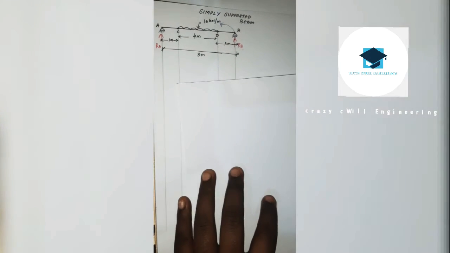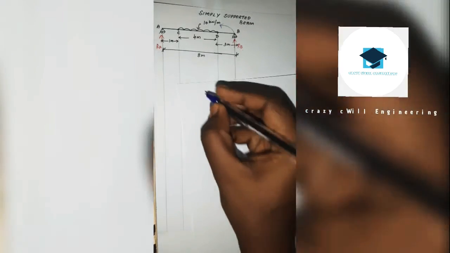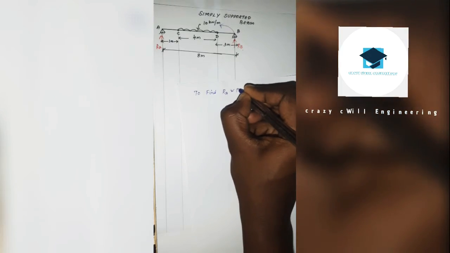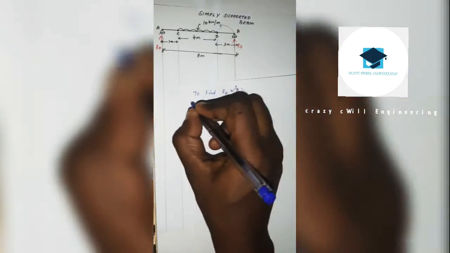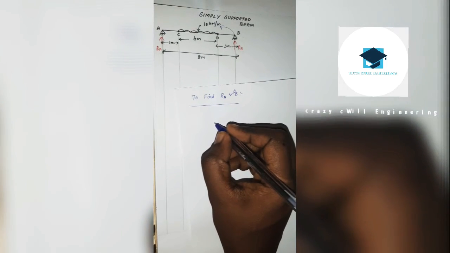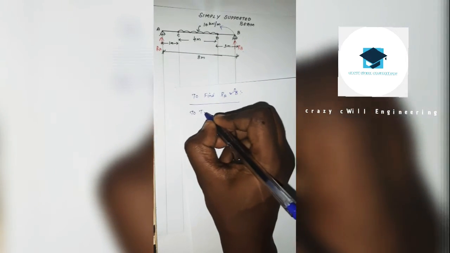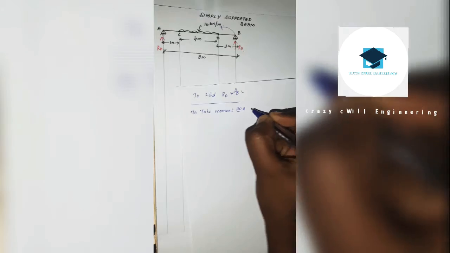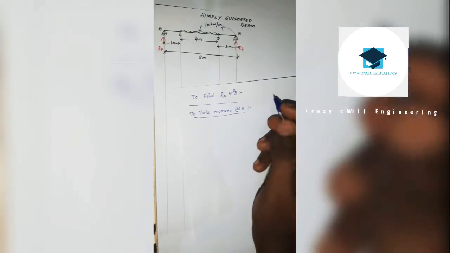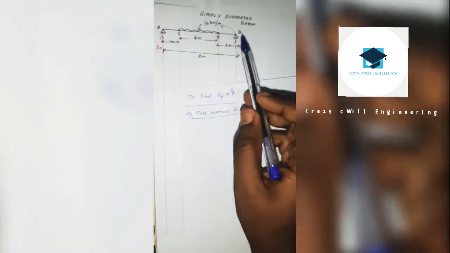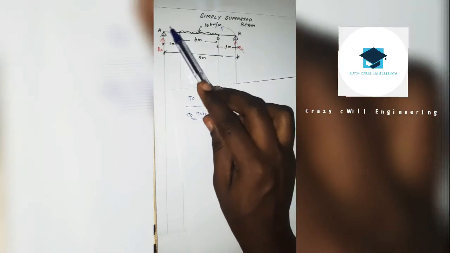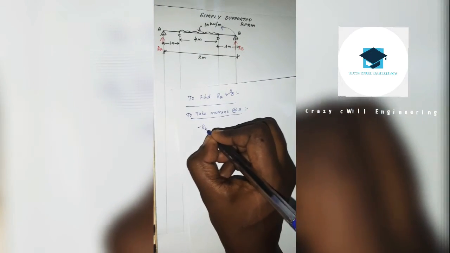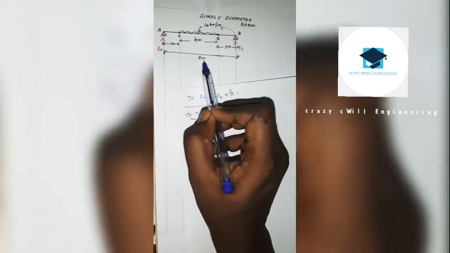Before we calculate shear force, we have to find the reactions RA and RB. The first step to find RA and RB is to take moment at A. Here at support A, we take the moment. RB moves towards A in the anti-clockwise direction, so anti-clockwise means put minus RB. The distance between A and B is 8 meter, so put 8.